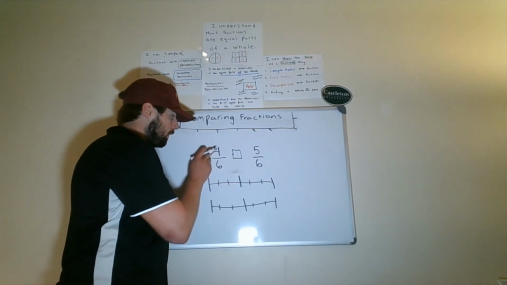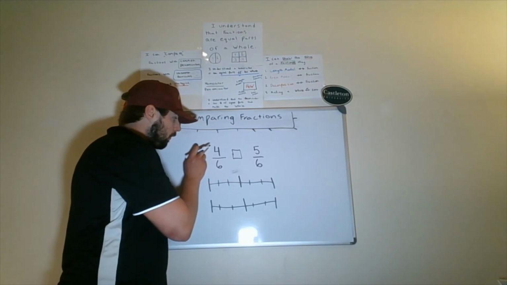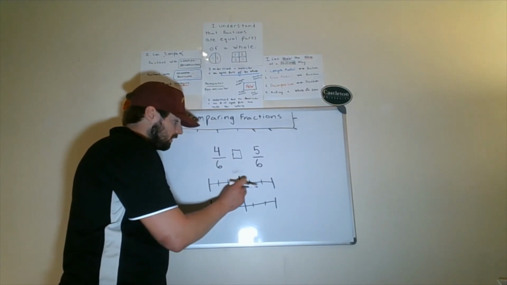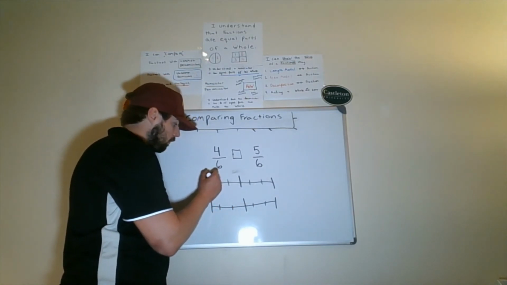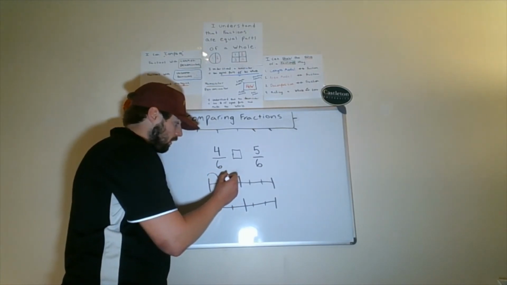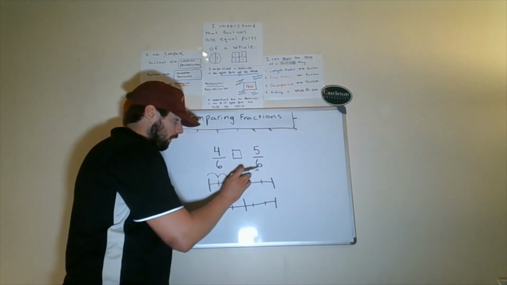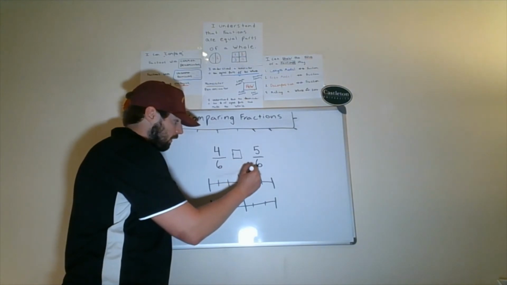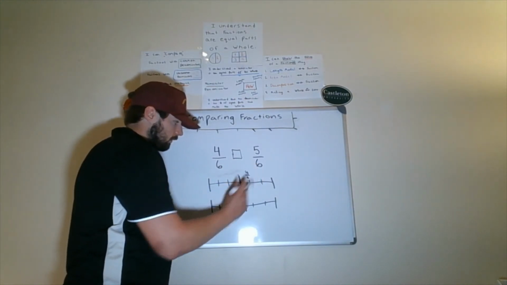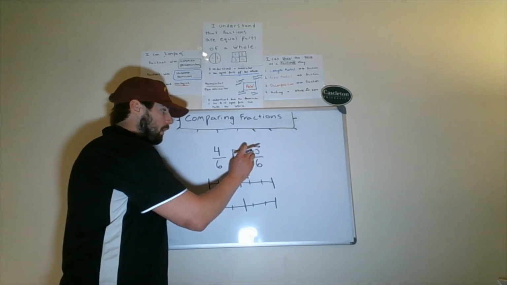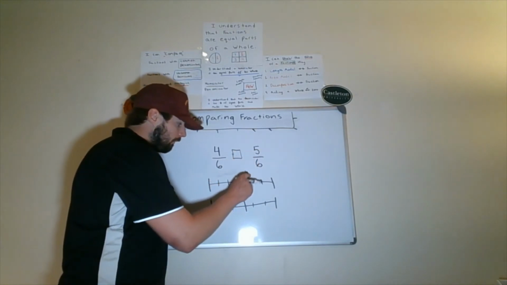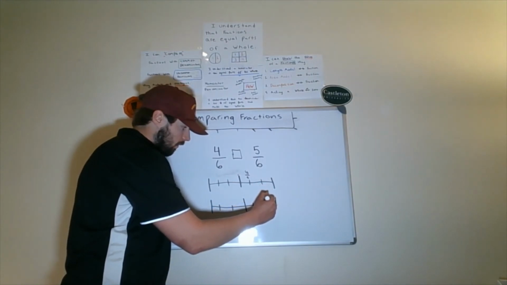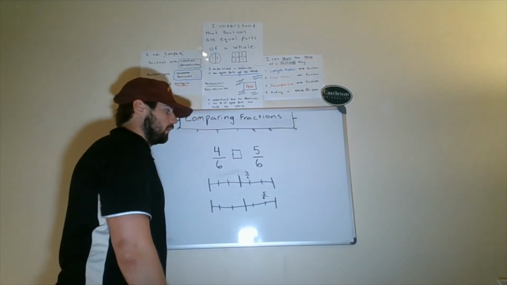4/6. We know there's 4 parts. 4 parts of 6 that make that whole. 4/6. Count with me. 1, 2, 3, 4. 4/6 is going to be right here. Now we need to plot 5/6. Well, I know 4/6 is here, so 5/6 is going to be right there.